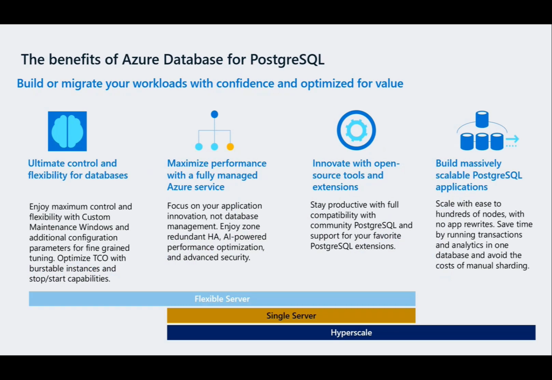So today we have three offerings for Postgres. An older offering called Single Server, the offering that we're going to be talking mainly about today, called Flexible Server, and our offering, which is a massively parallel processing offering that allows you to scale out in big data, more analytical scenarios. It's called Postgres Hyperscale. So that's what you get today from us.